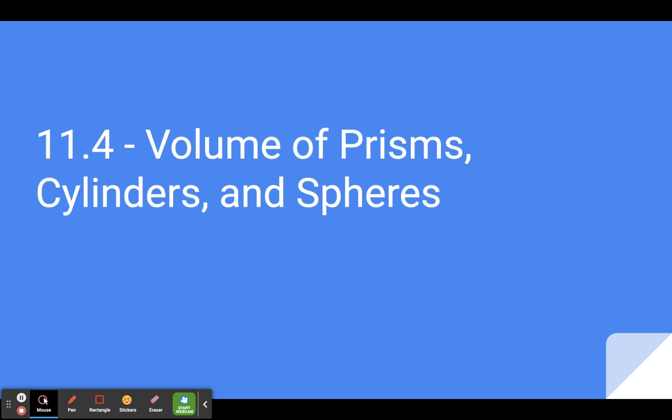Last lesson today, 11.4, volume of prisms, cylinders, and spheres. So if we think back, it's going to be similar to 11.3 when we talked about surface area. There are technically a lot of different shapes that we could do volume of, but because of our lack of time for the end of the school year, we're only going to do volume of 3 shapes, right? Last class we did 2 shapes, surface area of prisms and cylinders. Now for volume, we're going to include spheres as well.